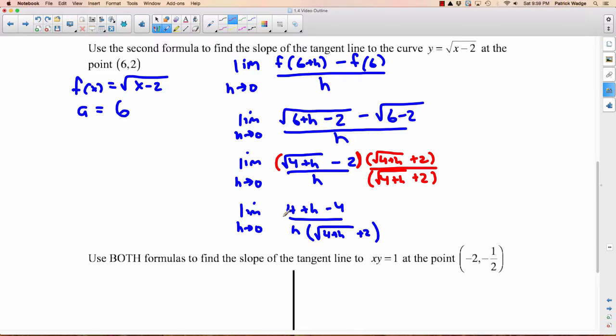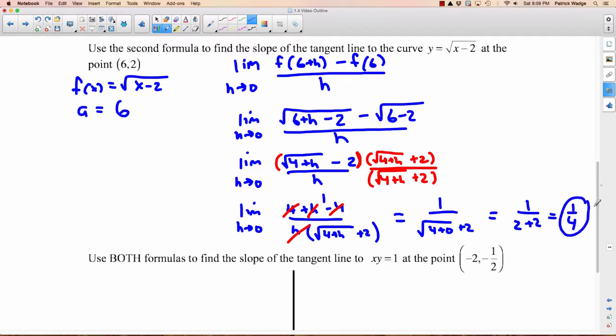Now we can cancel out the 4 and the negative 4. You can also cancel out the h on top and the h on the bottom. So what's left on top is a 1, and now you are able to start substituting. We have 1 on top, and the square root of 4 plus 0 on the bottom, plus 2. So that's 1 over: 4 plus 0 is 4, the square root of 4 is 2, plus 2. So 1 over 4 is our answer. That took a lot of time, didn't it? And that is the slope of the tangent line to this curve at that point.